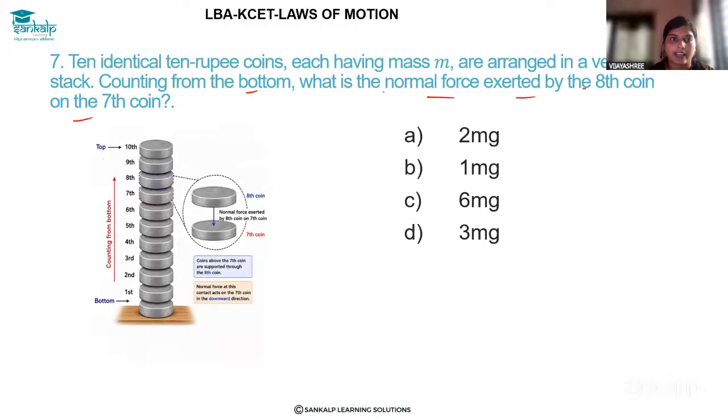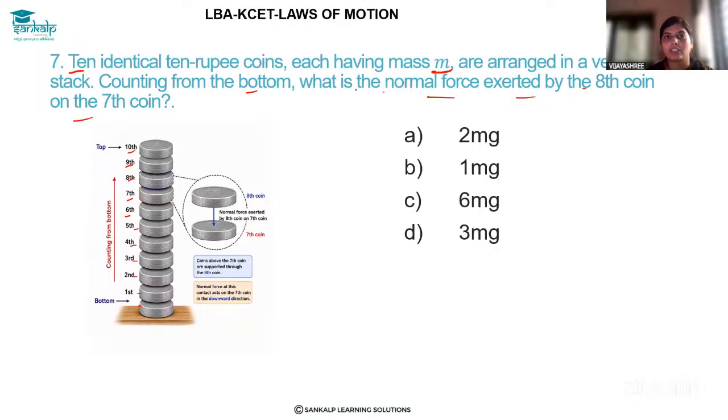So you can see the diagram. There are 10 identical 10 rupee coins, each having mass m, arranged vertically. You can see the arrangement of the 10 coins. We have to count from the bottom, right? So this is the first coin, second coin, third coin, fourth coin, fifth coin, sixth coin, seventh coin, eighth coin, ninth coin, and 10th coin.